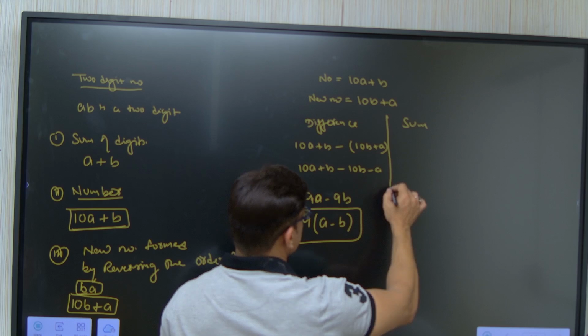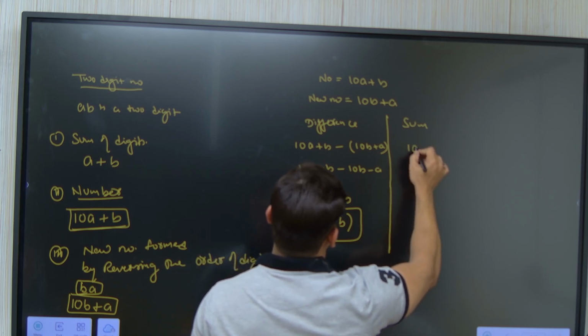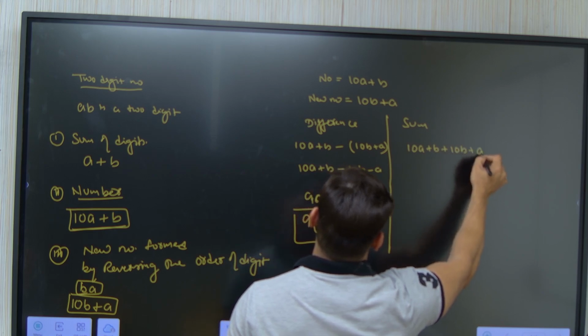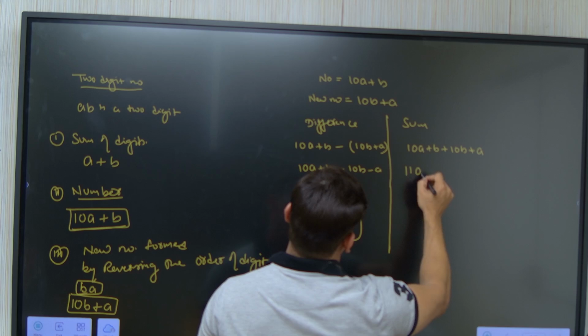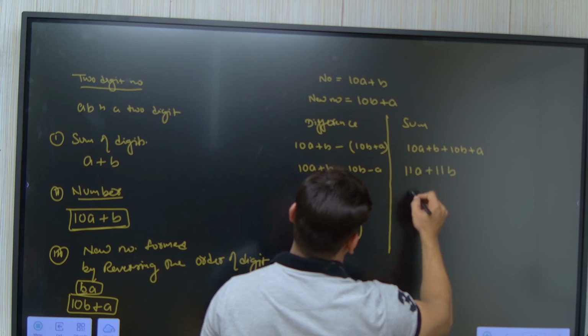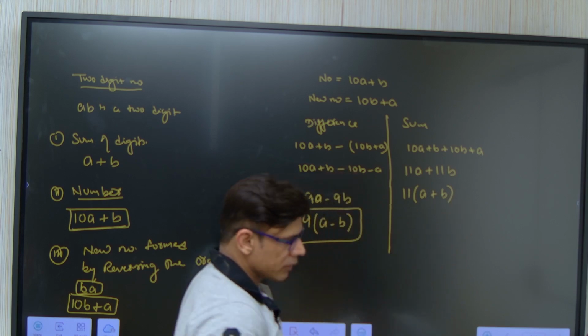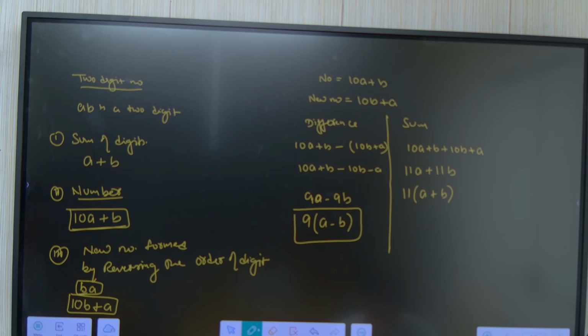And when you take the sum of these numbers, which is 10A plus B plus 10B plus A, this will give you what? 11A plus 11B. 11 common bracket is A plus B. So the sum will be divisible by what? 11. Yes, for a two-digit number.